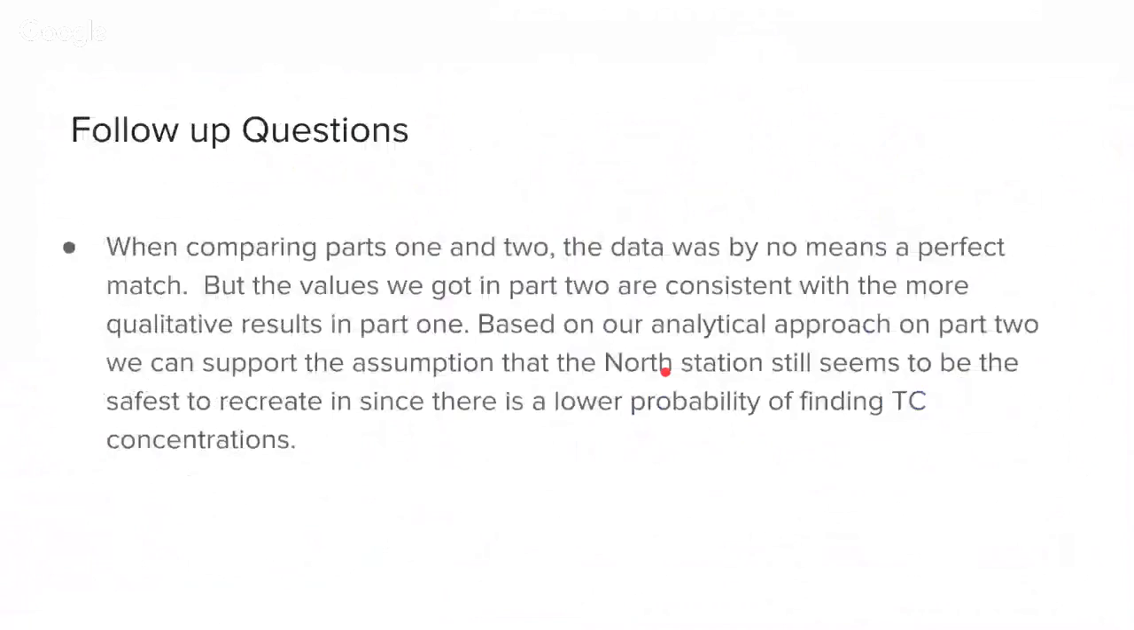Okay, so the follow-up question. When we compared parts 1 and 2, the data was by no means perfect, but the values we got in part 2 are consistent with the more qualitative result in part 1. Based on our analytical approach in part 2, we can support the assumption that the north station still seems to be the safest to recreate in, since there's a lower probability of finding TC.